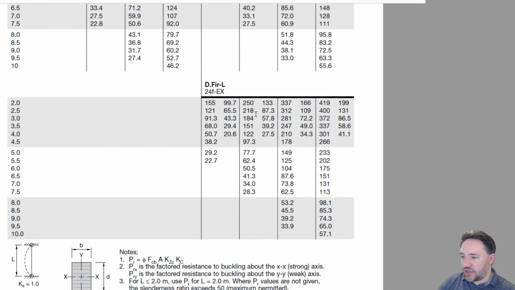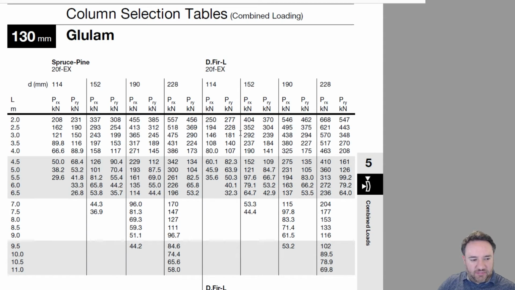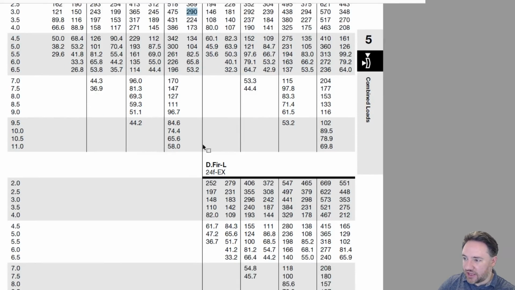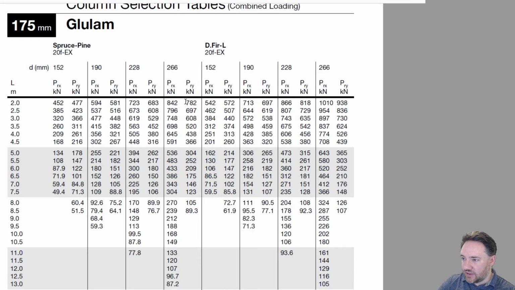So right now I'm not considering at all my support conditions or anything. I'm just saying my beam column is 3 meters long, and I have about 475, 485. So this is not going to be very good either because I have to get all the way up to 475. So let's continue. Okay, this one's 475, but I've got to go to 3 meters. So PRY is weak axis buckling, PRX is strong axis buckling. Okay, so that's probably not far enough.